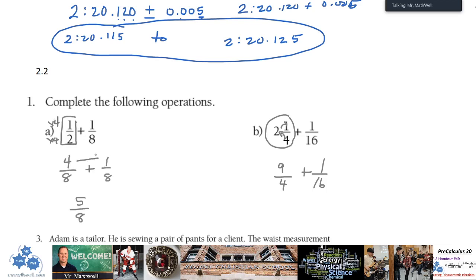Then when you do that, you add the top, and then you just keep the bottom. So you have 4 eighths, plus you add another 1 eighth, you get 5 eighths in total. And this one here, so I'm going to multiply by 4 here, times 4 times 4, that's going to be 36 over 16, plus 1 over 16, that's 37 over 16. Okay? So if you have to add or subtract fractions, common denominator.